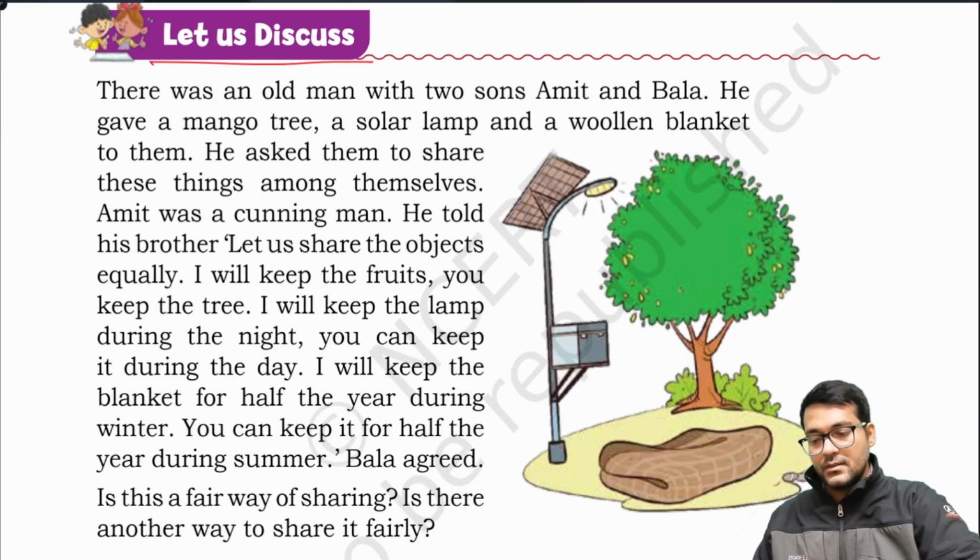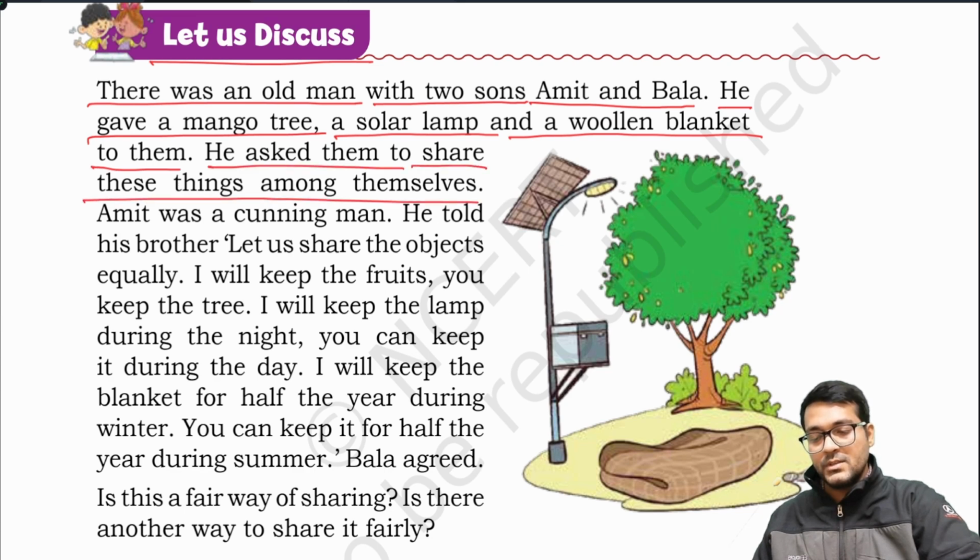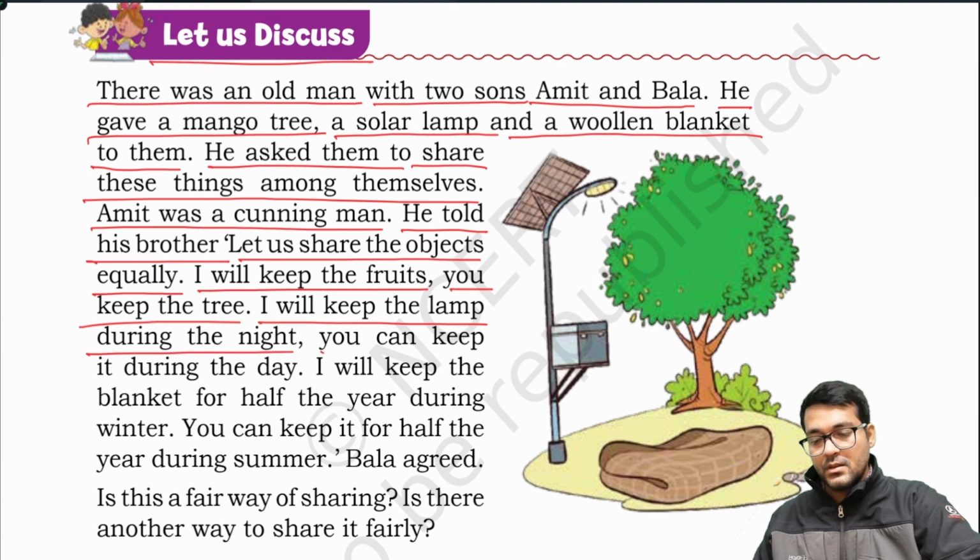Let us discuss. There was an old man with two sons, Amit and Bala. He gave a mango tree, a solar lamp, and a woolen blanket to them. He asked them to share these things among themselves. Amit was a cunning man. He told his brother, "Let us share the objects equally. I will keep the fruits, you keep the tree. I will keep the lamp during the night, you can keep it during the day. I will keep the blanket for half the year during winter. You can keep it for half the year during summer."